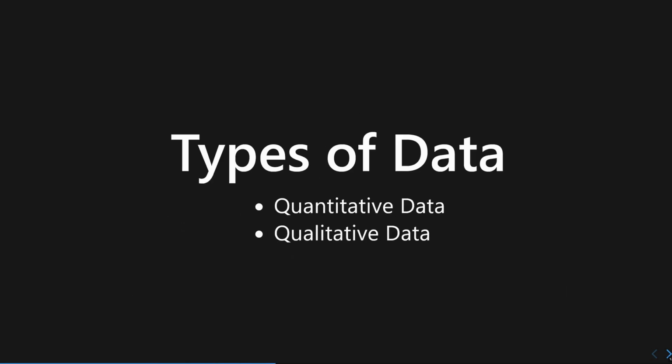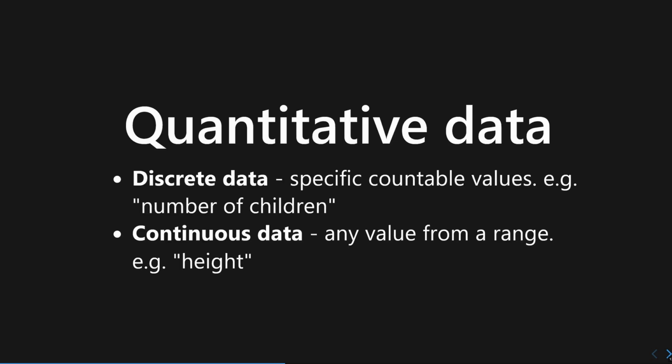Okay, now let's look at the different types of data. There are 2 types data can appear in: quantitative data and qualitative data. Starting with quantitative data, it is also known as numerical data. It comes from quantity, so if you want to remember, it describes some kind of quantity, or some numerical value.